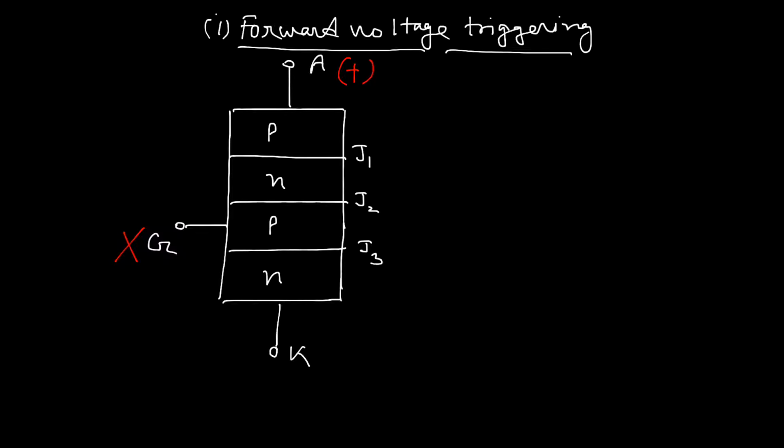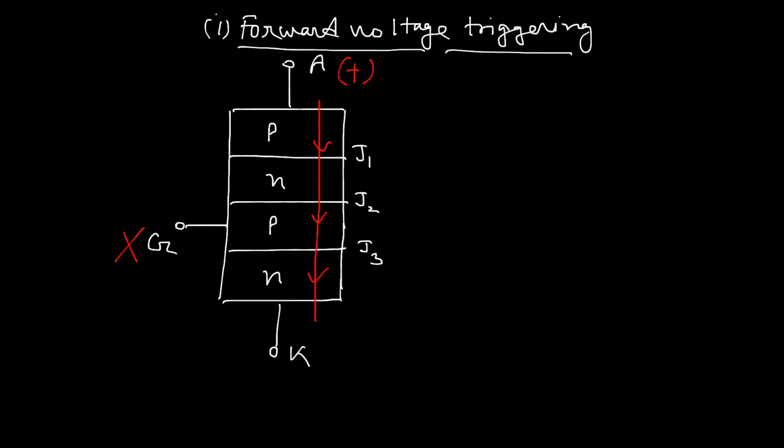Then the device is in the working state, or on state. Then the current can easily conduct throughout the device from anode to cathode. So this is called forward voltage triggering. In this particular case, we can conclude that by application of a huge anode voltage which crosses the forward breakover voltage, without any gate pulse the device can start working. The device can be in the on state. So this is all about forward voltage triggering.